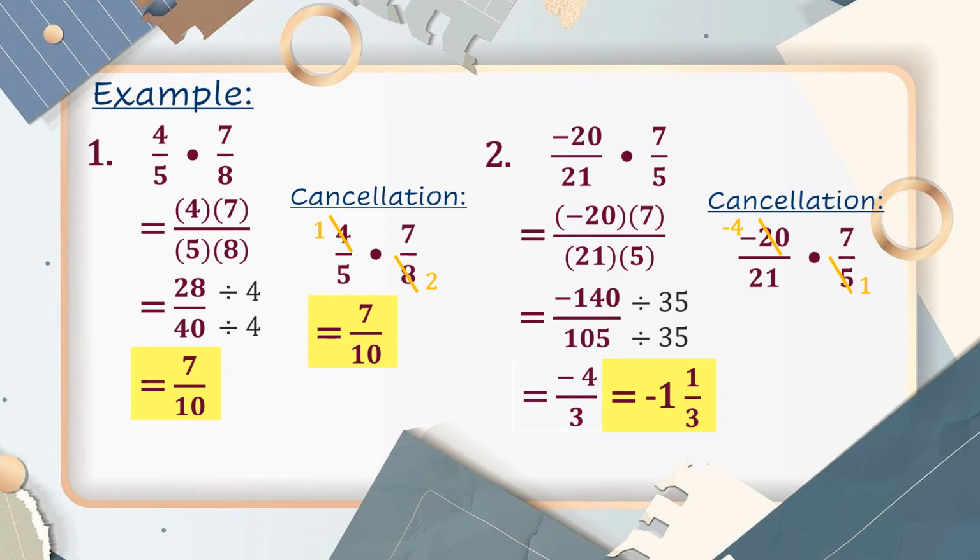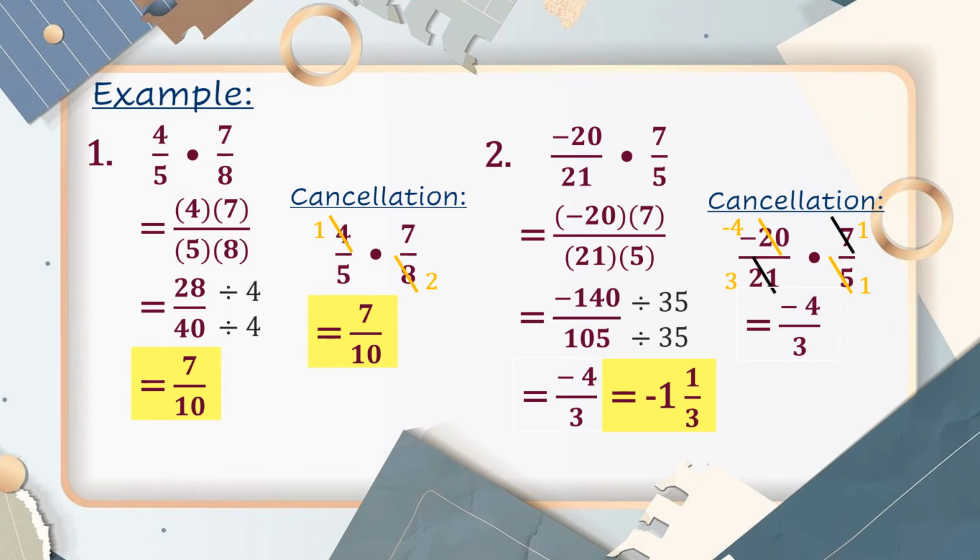Next naman ay si 7 and 21. Pareho silang pwedeng i-divide ng number 7. So, si 7, cancel natin. 7 divided by 7 is equal to 1. Cancel si 21. 21 divided by 7 is equal to 3. So, ang natirang numbers ay si negative 4 and 3. Or, negative 4 times 1 and positive 3 times 1. Again, negative 4 times 1 is negative 4. 3 times 1 is equal to 3.